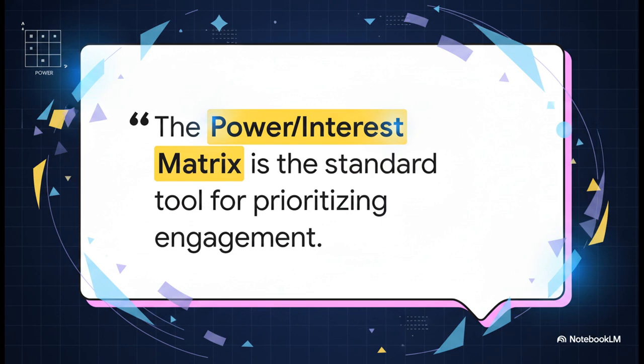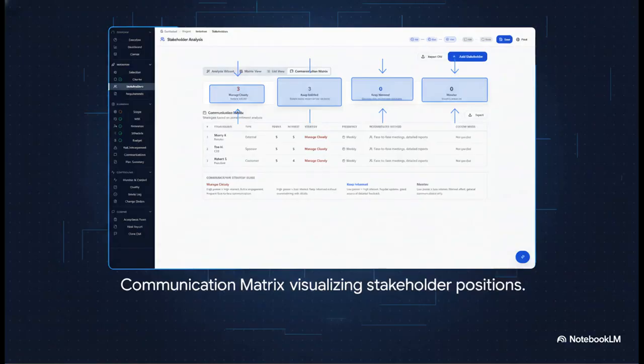This section is important because a systematic stakeholder analysis prevents those nasty political surprises down the road and ensures you actually have vital buy-in from your key decision makers. First, review the stakeholder analysis screen. Notice how PM Molly automatically visualizes everyone into 4 quadrants on this communication matrix.